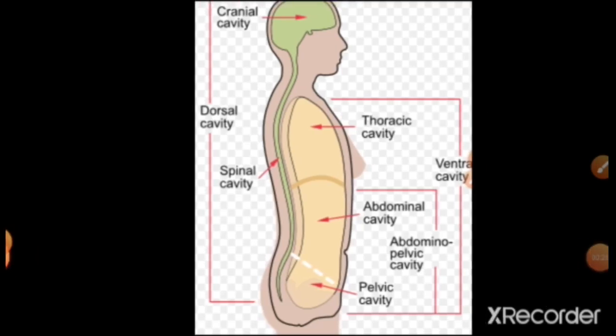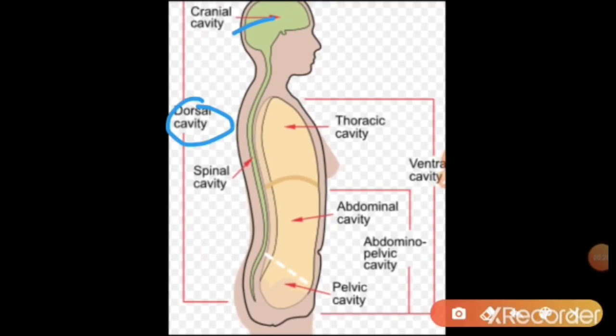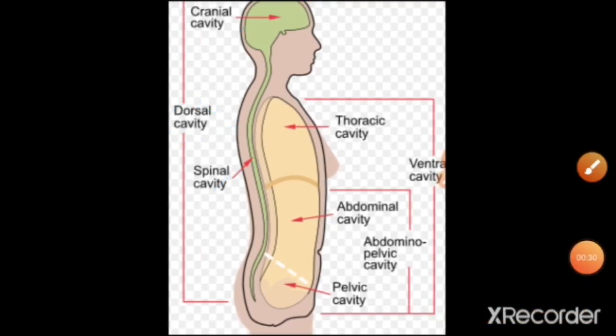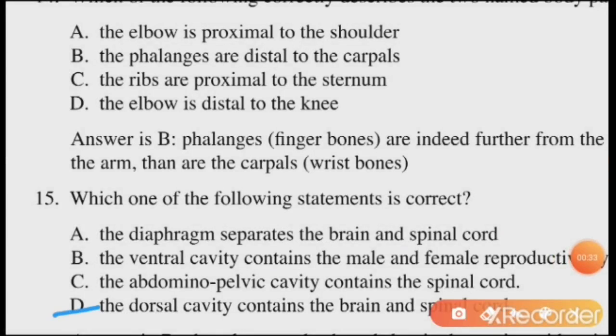The dorsal cavity contains the brain and spinal cord. The correct answer is option D. The dorsal cavity contains the brain and spinal cord.